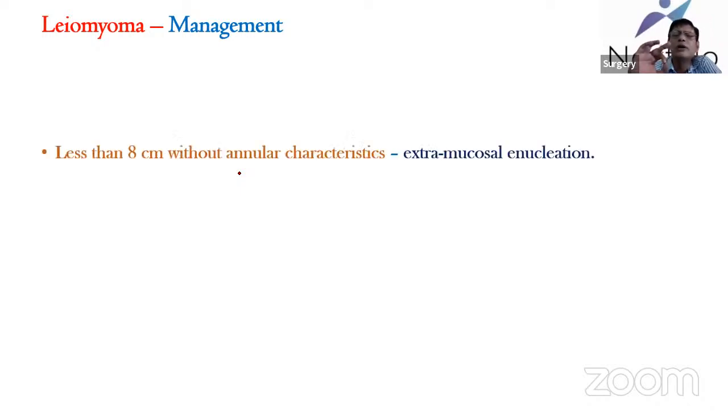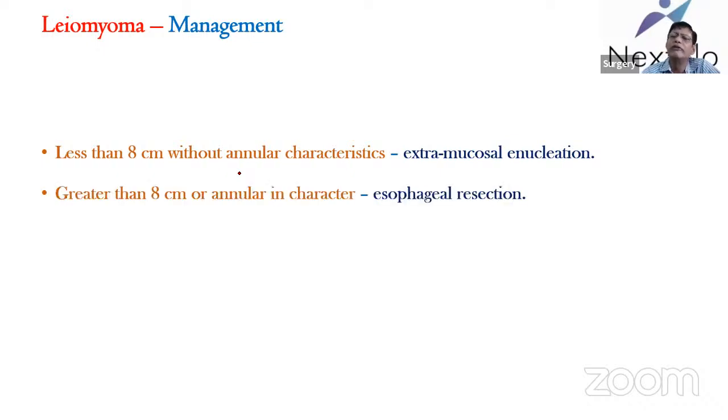If the tumor is less than 8 centimeters and no annular characteristics, meaning thereby that just one portion is involved, not the whole area, not the whole circumference, then extramucosal enucleation is more than enough management of it. If it is greater than 8 centimeters and with annular characteristics, then we have to go with esophageal resection, cut it out and anastomose it. Okay. So this is it, esophageal resection.